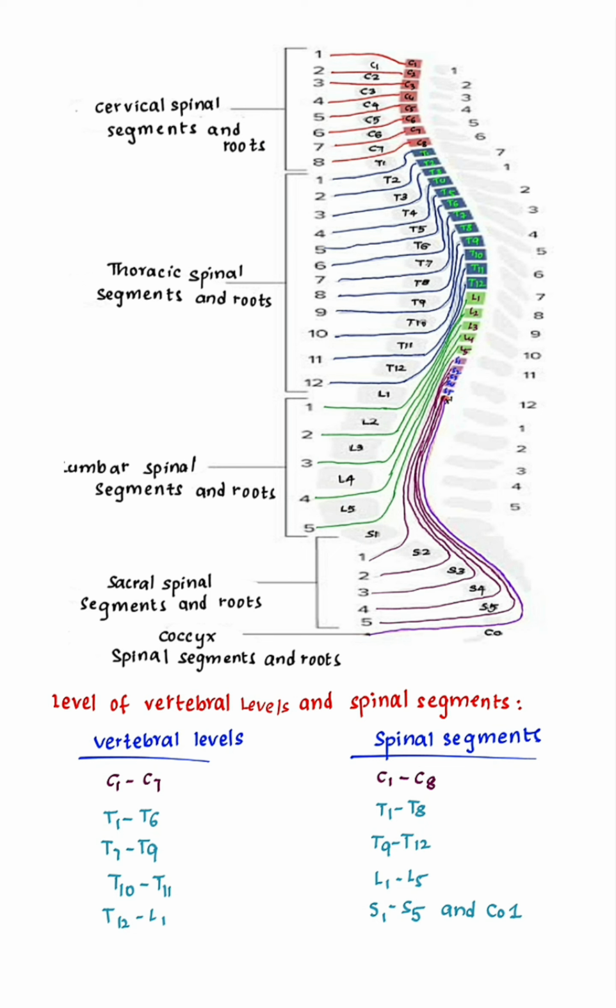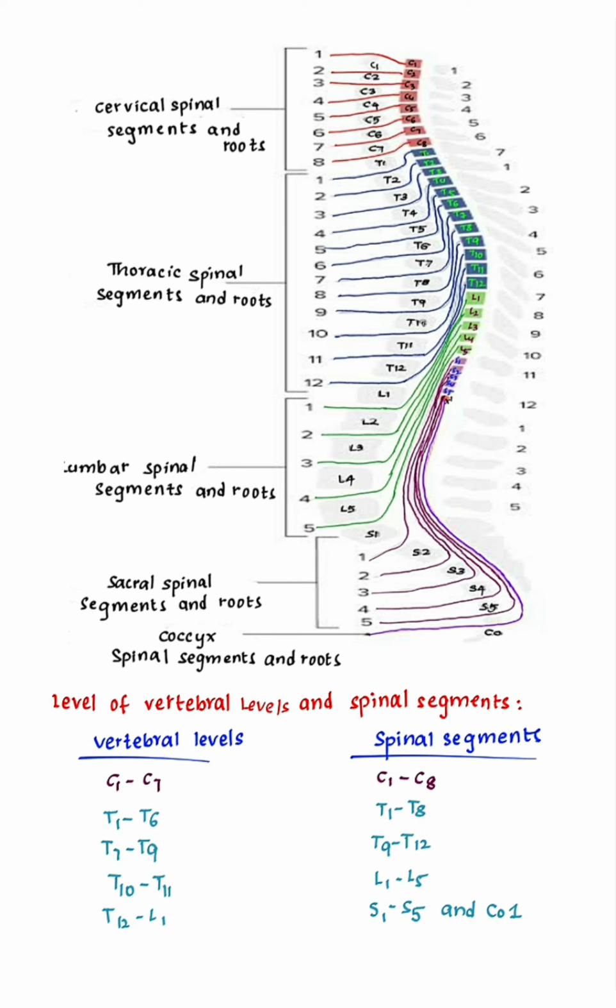C1 to C8 spinal segments lie at the level of C1 to C7 vertebrae. T1 to T8 spinal segments lie at the level of T1 to T6 vertebrae. T9 to T12 spinal segments lie at the level of T7 to T9 vertebrae.